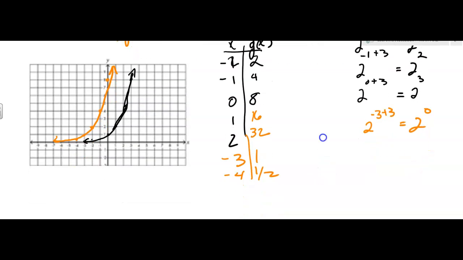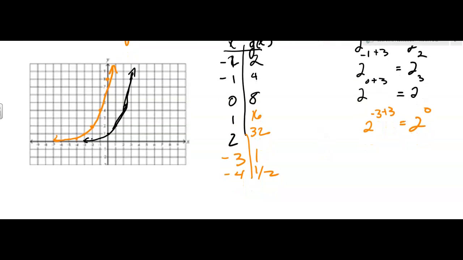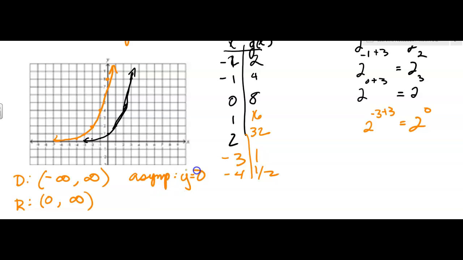Okay, what does all this mean for the domain, range, asymptote, and y-intercept? Well, the domain is still all real numbers. The range looks like the range stayed the same, from 0 to infinity. The asymptote is still y equals 0. So it's still the x-axis there. That didn't change. But the y-intercept, that did change.